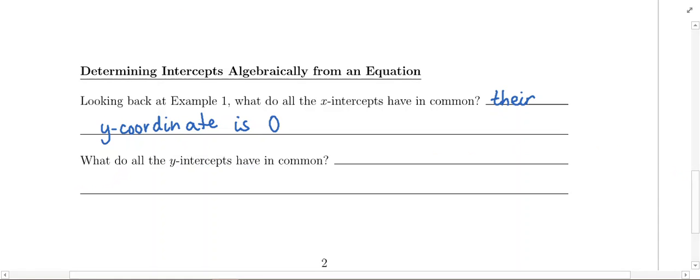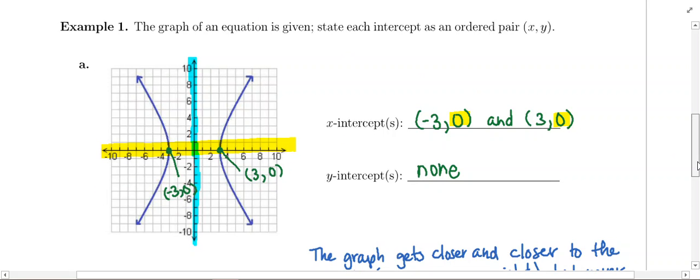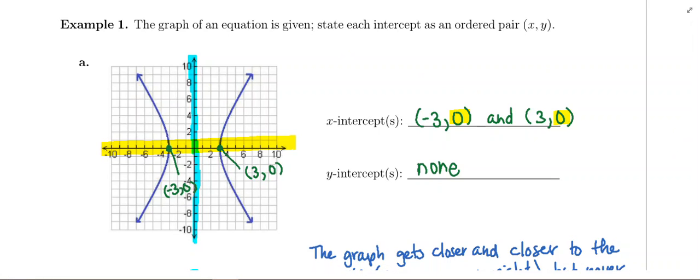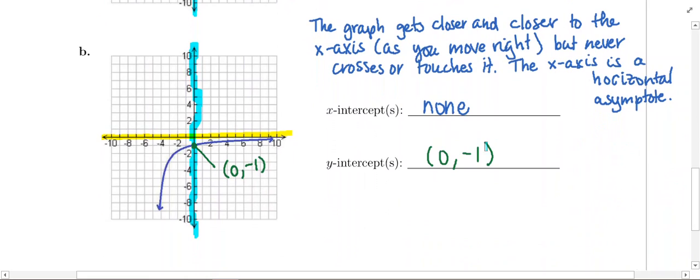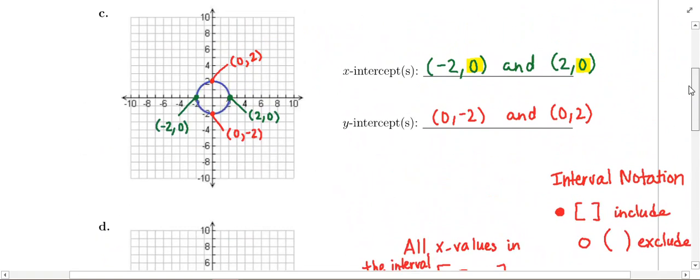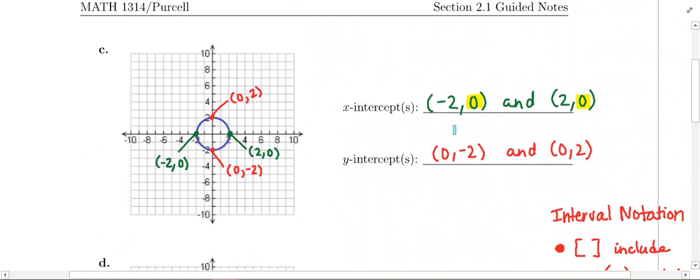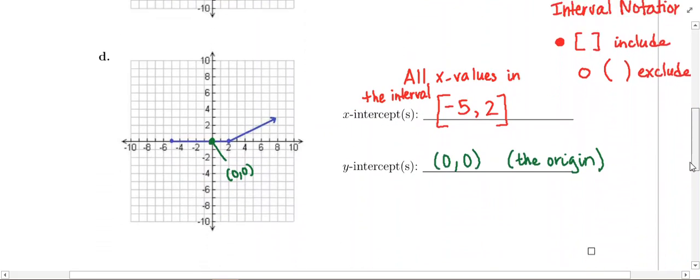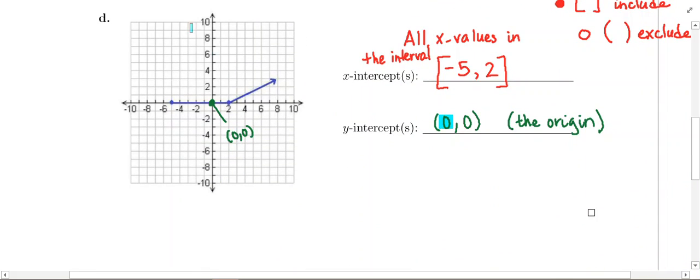The second question we need to answer: what do all the y-intercepts have in common? If we go back through the examples in example 1, example 1a did not have any y-intercepts. In 1b, the y-intercept is 0, negative 1. Going back to page 2 and looking at example 1c, the y-intercepts are 0, negative 2 and 0, positive 2. You still see a 0, but now it's the x-coordinate. So every time there is a y-intercept, the x-coordinate is 0.